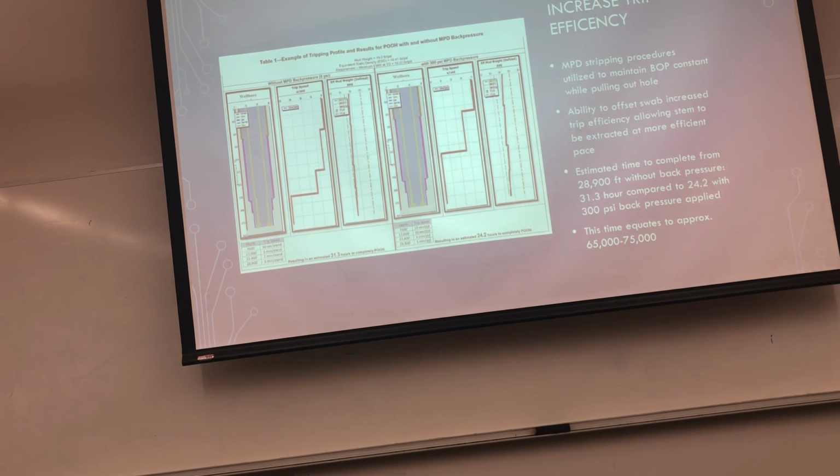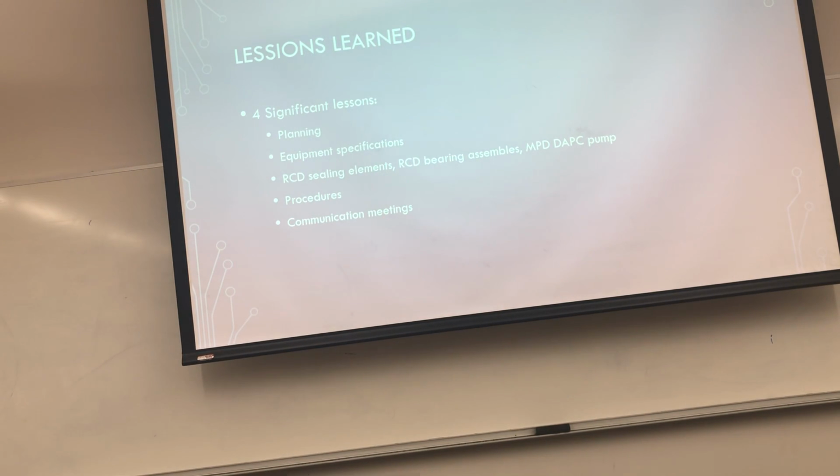And this kind of blew my mind when I was reading this. But with MPD, with just 300 back pressure, on a 28,900 foot well being drilled, it went from 31.3 hours to 24.2 hours with 300 back pressure applied. And this time equates to saving approximately 65 to 75 grand for the company. So just with MPD saving 6 hours, it saves a lot of money for everyone.